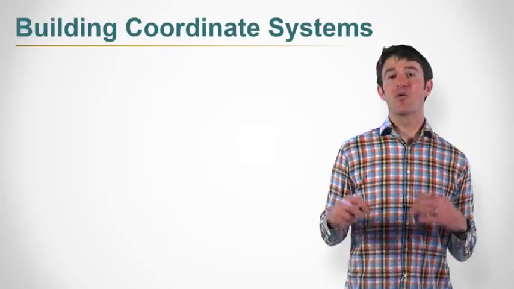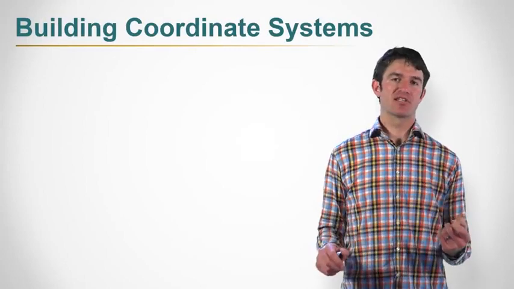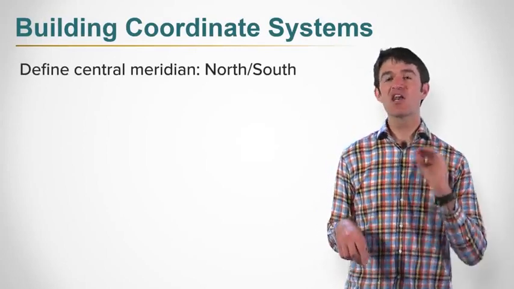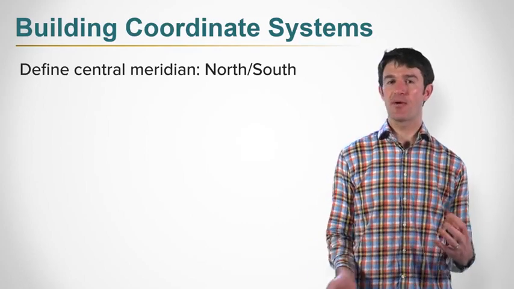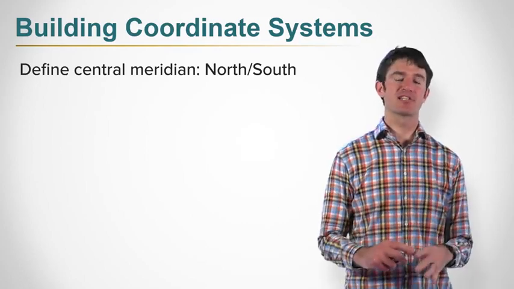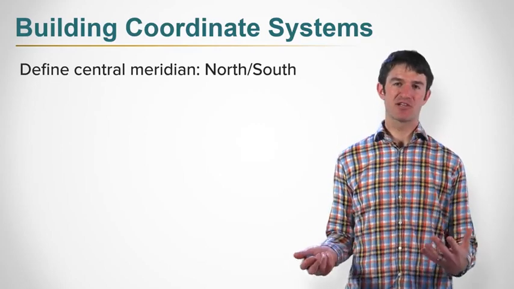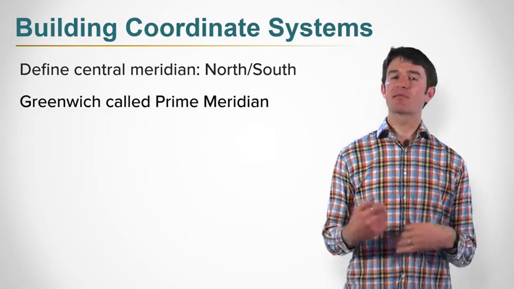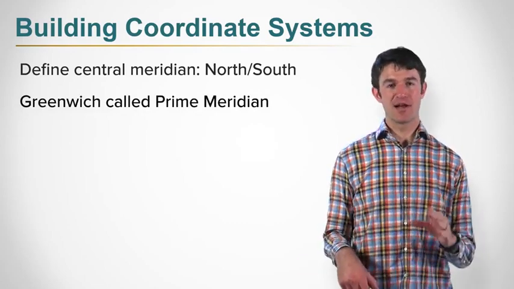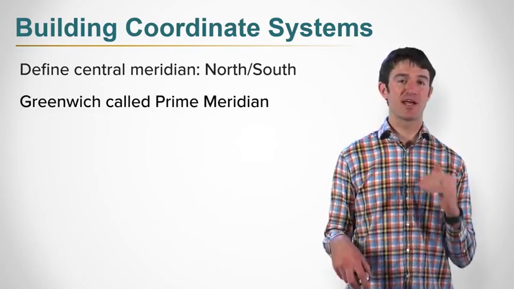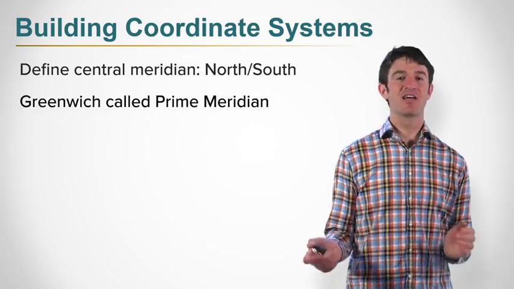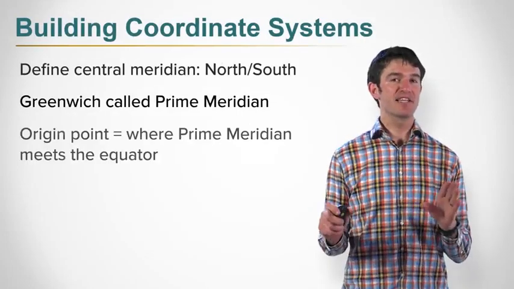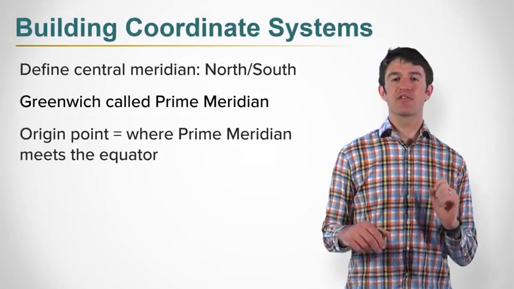Once we have our Earth model, or datum, we can start building coordinate systems. To do that, we need to define our central meridian. That is, a north-south line that, along with the equator, defines the origin of the coordinate system, or the equivalent of the point 0, 0 in a Cartesian grid. We usually use the Greenwich meridian, sometimes called the prime meridian, which runs through Greenwich in the United Kingdom, as well as parts of France, Spain, Algeria, Mali, Burkina Faso, Togo, and Ghana. Where the prime meridian meets the equator, we get the origin point of the coordinate system.